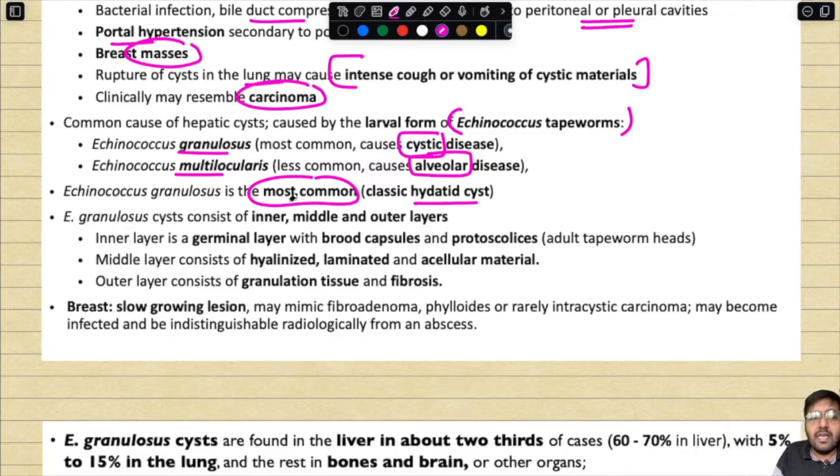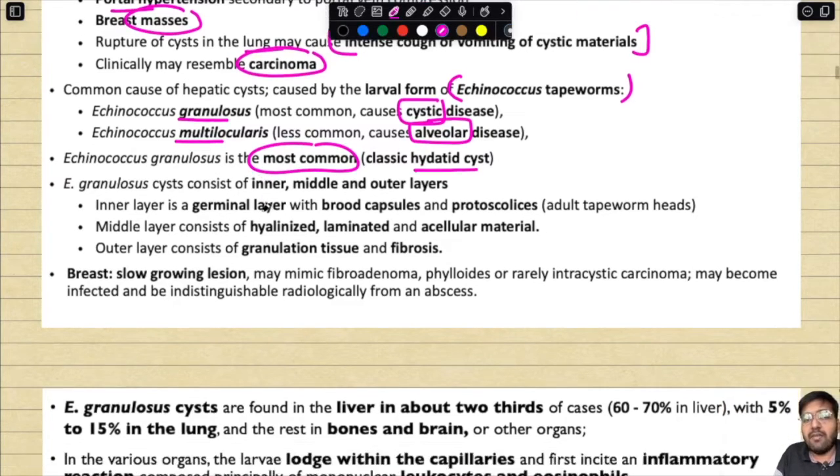Okay. E. granulosus cysts have three important layers. Okay. So there is an inner layer comprising a germinal layer with brood capsules and protoscolices, the adult tapeworm heads. I will show you all the layers with the help of a diagram, so please pay attention right now. Then there is the middle layer of the cyst, a hyalinized, laminated and acellular material. And an outer layer consists of granulation tissue and fibrosis. So remember, there are three layers of the cyst.